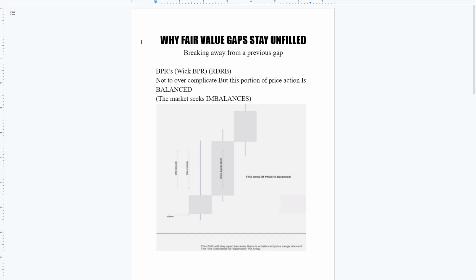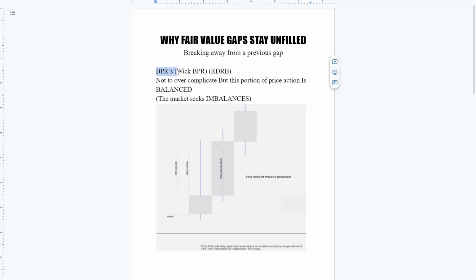Today we're going to be going over why fair value gaps stay unfilled. A good motto, or thing to think in the back of your head, a conscious question to ask yourself: are we breaking away from a previous gap? Right, as we're looking in our trade, are we breaking away from a previous gap?